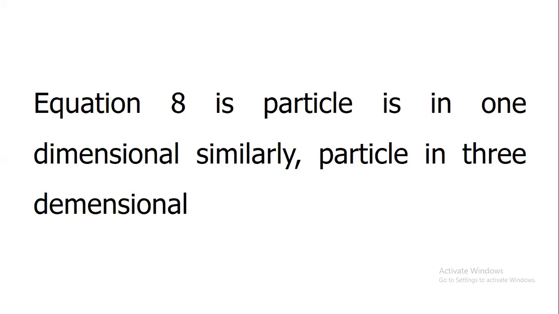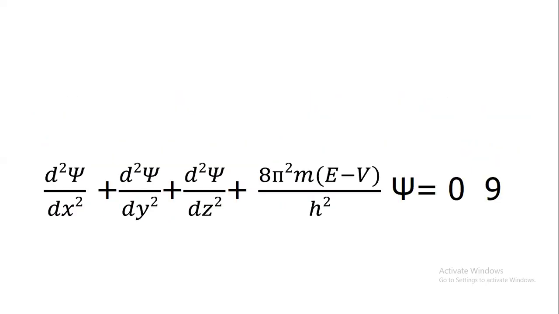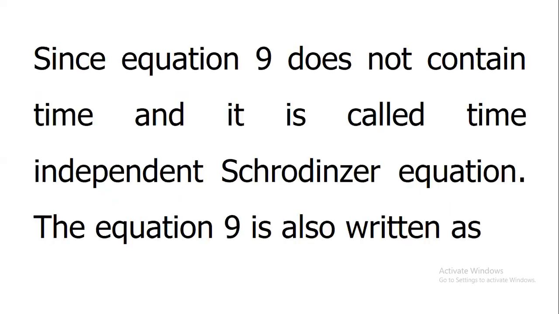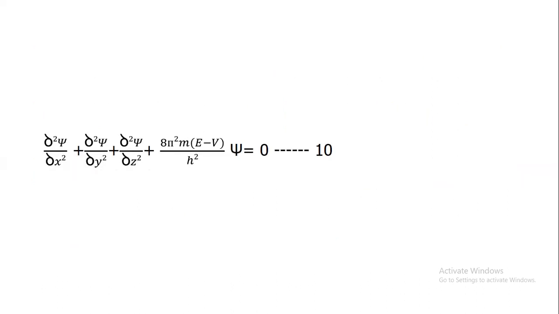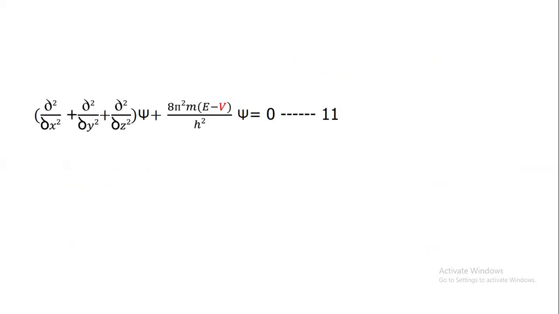Equation 8 is for a particle in one dimension. Similarly, for a particle in three dimensions, we get equation 9: ∂²ψ/∂x² + ∂²ψ/∂y² + ∂²ψ/∂z² + (8π²m/h²)(E − V)ψ = 0. Since equation 9 does not contain time, it is called the time independent Schrodinger equation. Equation 9 is also written as ∂²ψ/∂x² + ∂²ψ/∂y² + ∂²ψ/∂z² + (8π²m/h²)(E − V)ψ = 0, equation 10.